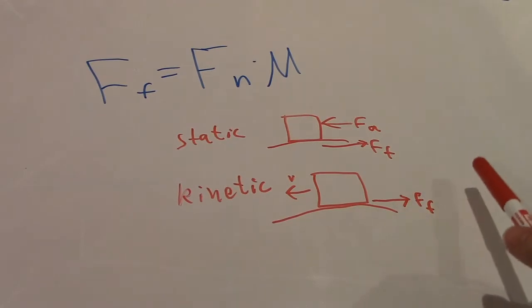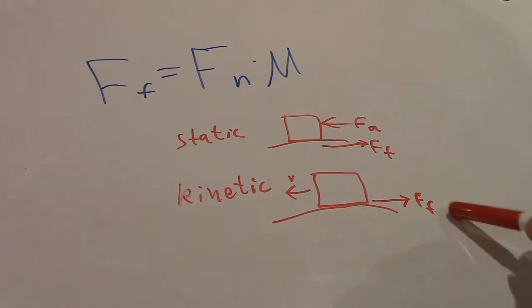This can be noticed when, say, you try to move a really heavy box. When you first try to move it, you have to apply a lot of force, because you're working against static friction. However, when you get it moving, it's easier to keep it moving. You don't have to apply as much force. That is because of the kinetic friction, which is less than the static friction.